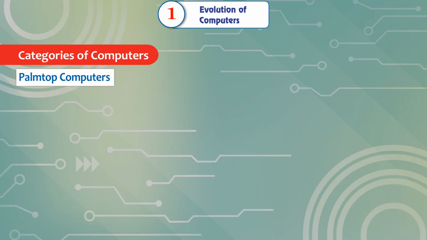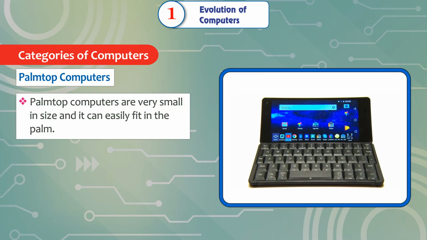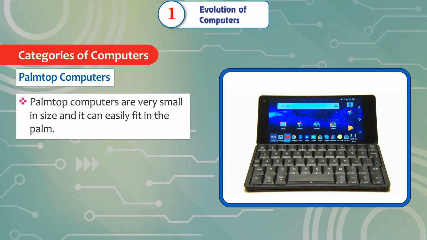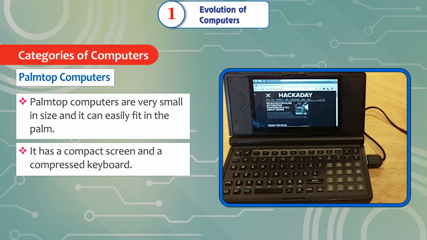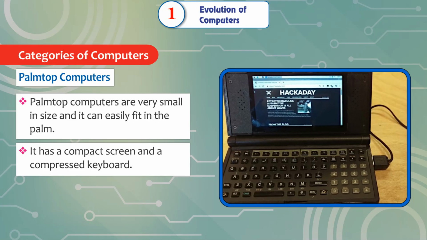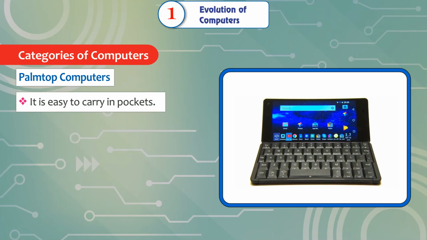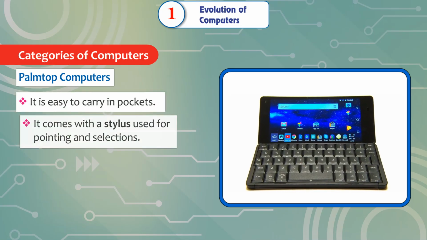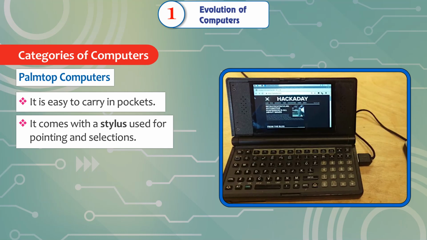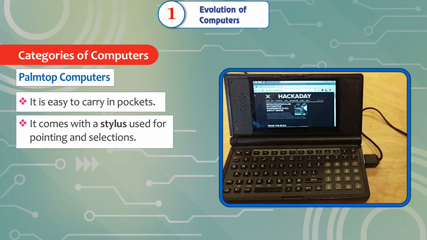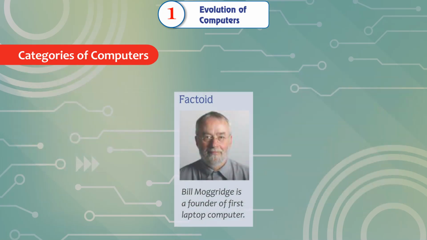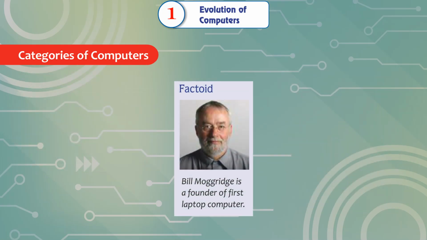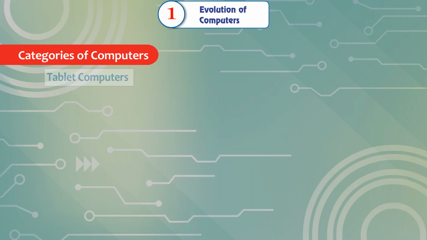Palm-top computers. Palm-top computers are very small in size and can easily fit in the palm. It has a compact screen and a compressed keyboard. It is easy to carry in pockets. It comes with a stylus used for pointing and selections. It has less storage capacity. Factoid. Bill Moggridge is the founder of the first laptop computer.